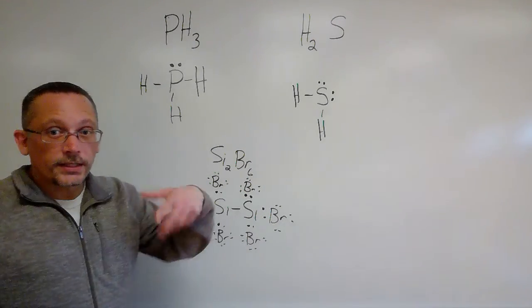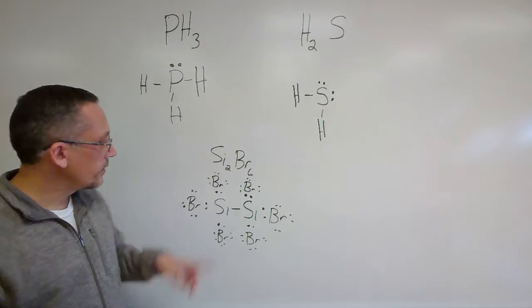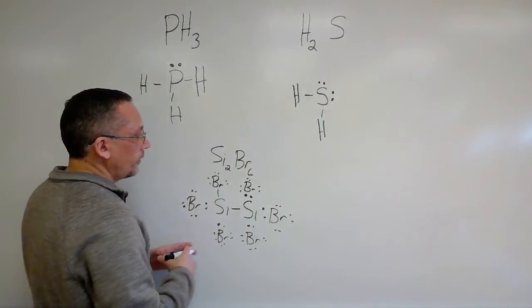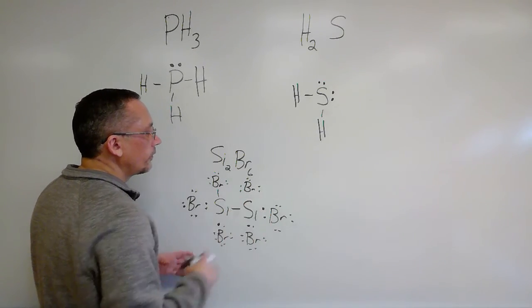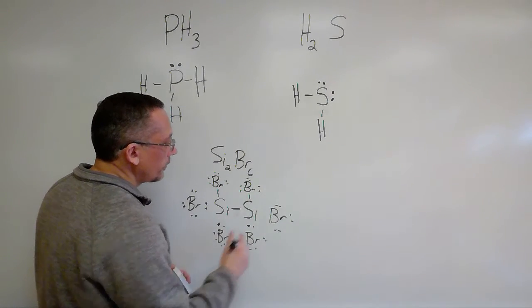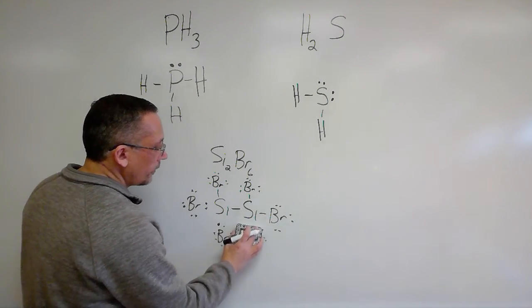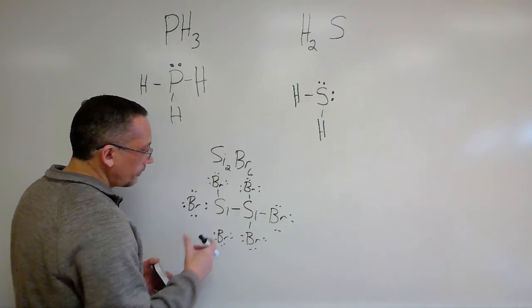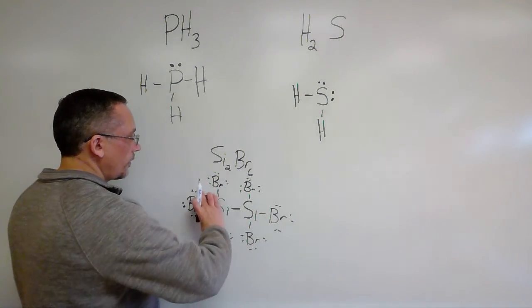Now let's go through and let's take those shared pairs and turn them into bonds. So here's one, here's one, here's one, here's one, here's one, and there's one.